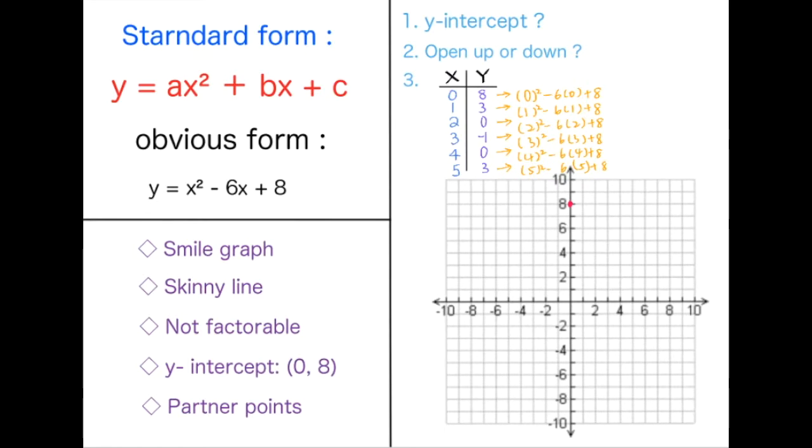So the first one is 0 and 8, the second one is 1 and 3, and the third one is 2 and 0, and the fourth is 3 and negative 1, and the fifth is 4 and 0, and the sixth is 5 and 3. So now we just connect those together. Then we can get our vertex, which is 3 and negative 1, and our symmetry is x equal to 3.